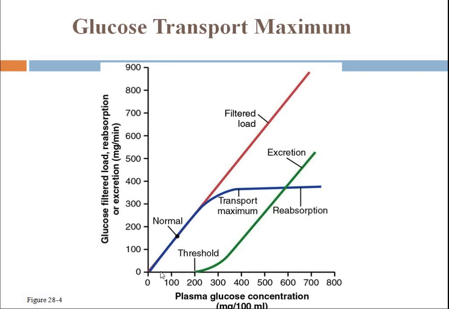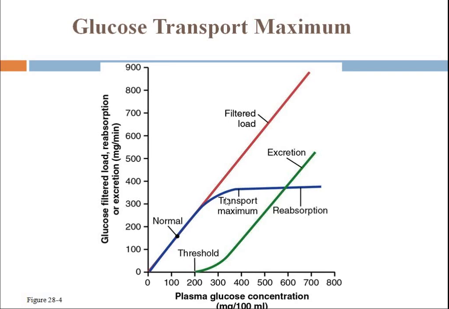Again, when the plasma concentration of glucose keeps on increasing, the filtered load is also increasing, and the reabsorptive capacity is also increasing. But as I told you, since it is a carrier-mediated transport, it has a limit. So at a particular limit, say 325, it can no more be reabsorbed. So you can see that this curve has flattened.